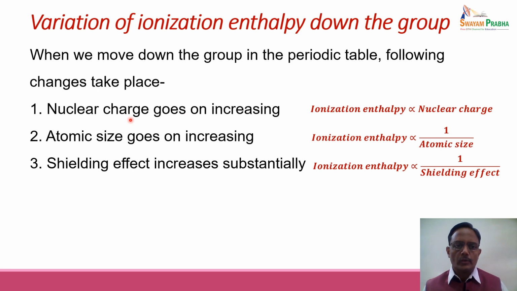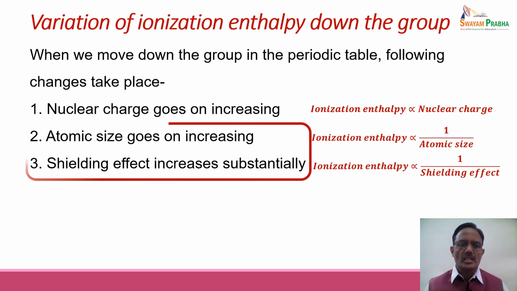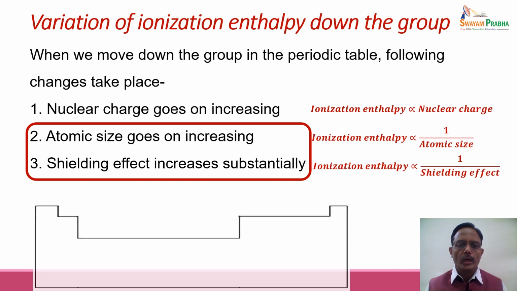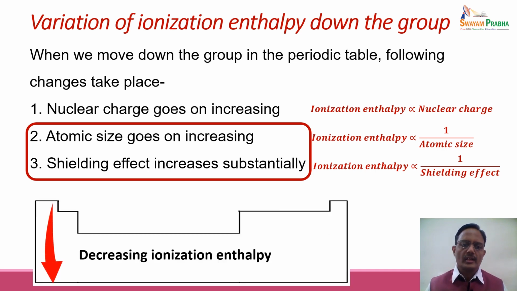Now if we observe this, due to increase in nuclear charge, it is expected that ionization enthalpy should go on increasing, but due to increase in the atomic size and shielding effect, it is expected that the ionization enthalpy should go on decreasing. And due to the synergistic effect of these two factors, the overall effect is a decrease in the ionization enthalpy when we move from top to bottom in a group or down the group. This is the variation of ionization enthalpy down the group. So it is exactly opposite to the effect which is observed across the period from left to right.